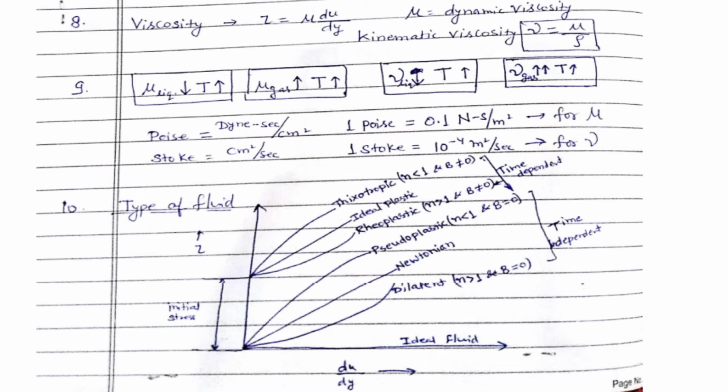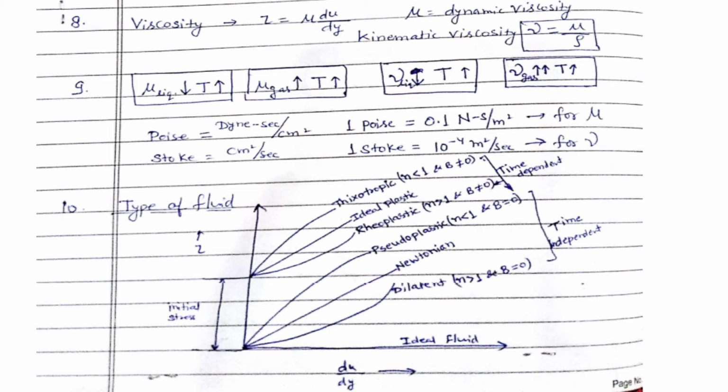Rheology is the study of classification of fluid. So we have two types of fluid, Newtonian fluids and non-Newtonian fluids. Newtonian fluids are fluids which obey Newton's law of viscosity, that is tau is equal to mu du by dy, and non-Newtonian fluids do not obey Newton's law. So according to this classification, the straight line is the Newtonian fluid.